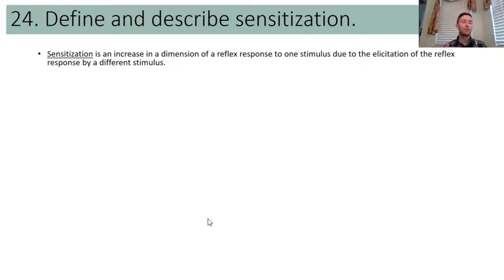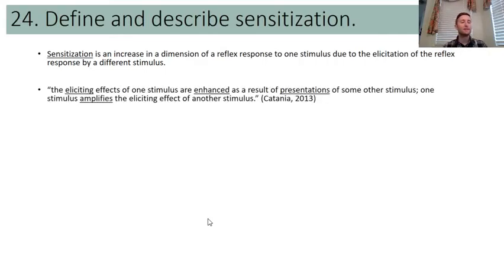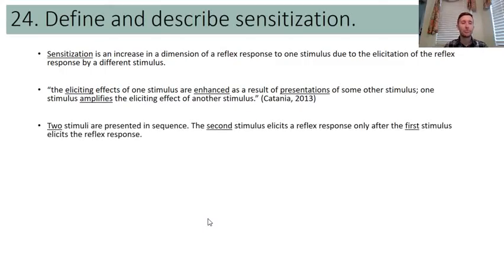If that second stimulus were presented alone and not after the elicitation of the reflex response by the first stimulus, then the second stimulus wouldn't have its eliciting effect. Okay? So the eliciting effects of one stimulus are enhanced as a result of presentations of some other stimulus. One stimulus amplifies the eliciting effect of another stimulus. Those are quotes from Catania 2013.